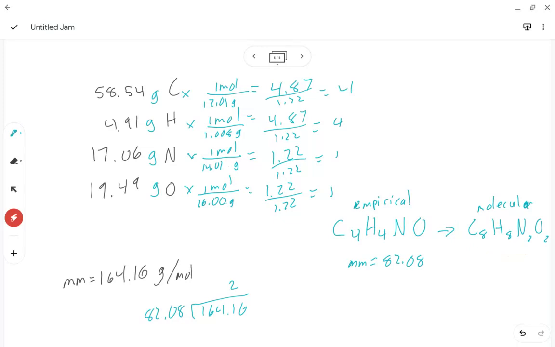As you will see, occasionally you can actually get a case where the molar mass that you calculate for the empirical formula and the actual molar mass are the same. In that case, if that comes up, for instance, like it will on your assignment for today, the empirical and molecular formulas are the same.